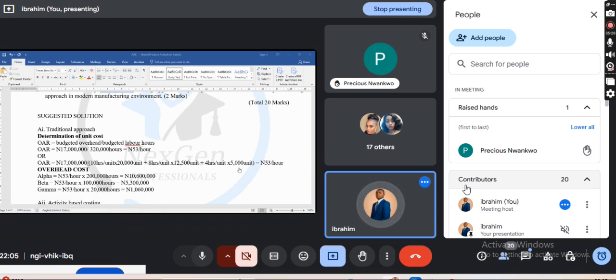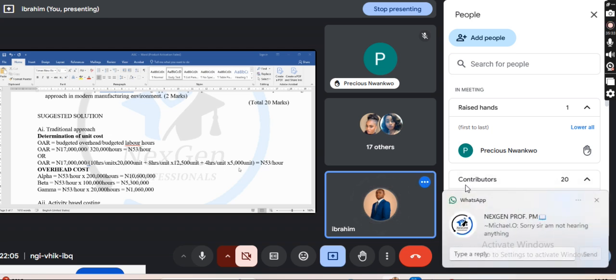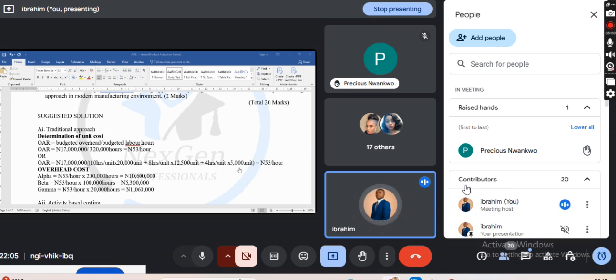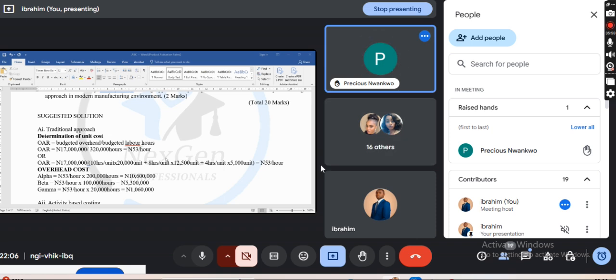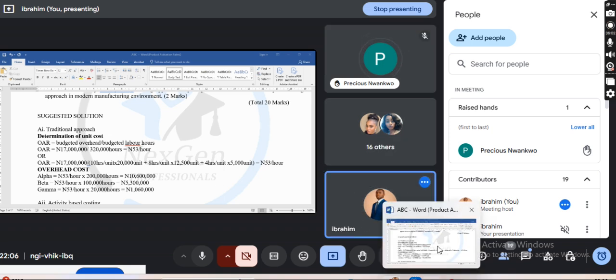It is 10 hours per unit. You will use 10 hours, Precious, to produce one unit, right? You will use 10 hours to produce what? One unit. How many units did you produce? 20,000 units. 10 hours times 20,000 units gives you the total number of hours that you use in producing 20,000 units. Do you get that? Okay, sir. Thank you.